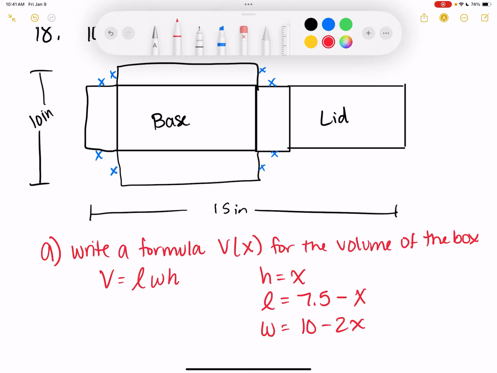Because I've already cut it in half, so only half of the box, I only need to remove 1X. Okay. Because I'm removing this part, and then this is just the duplicate version of it.